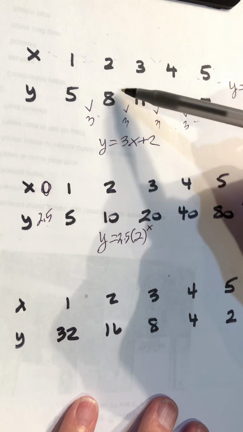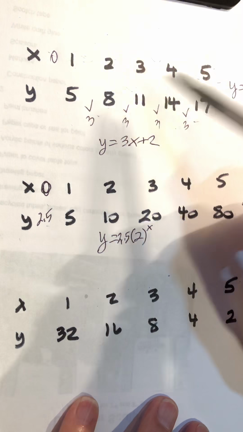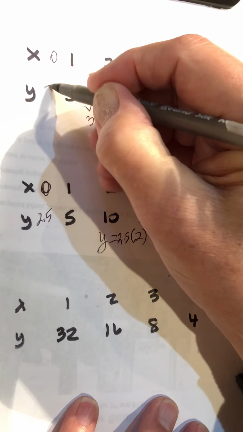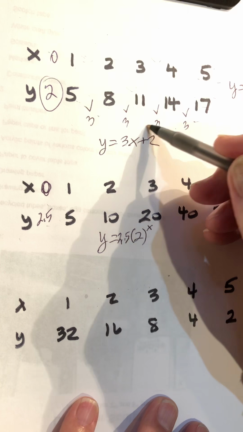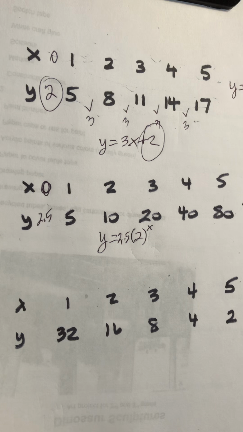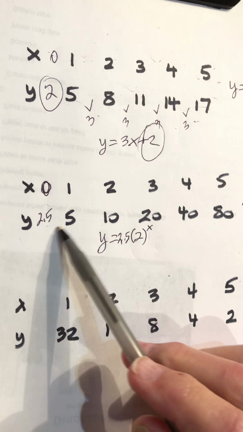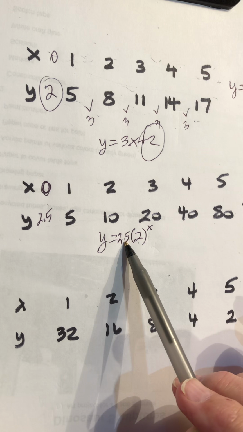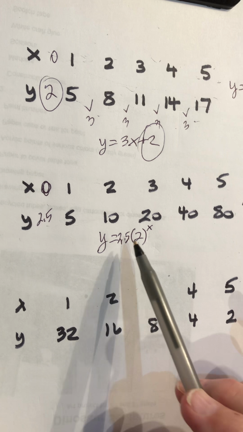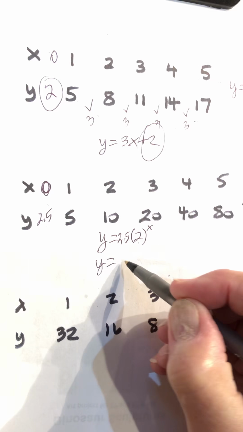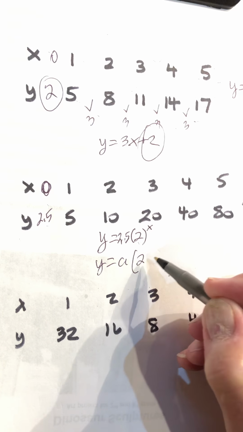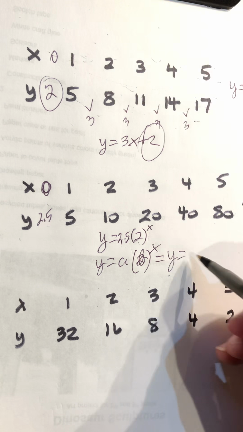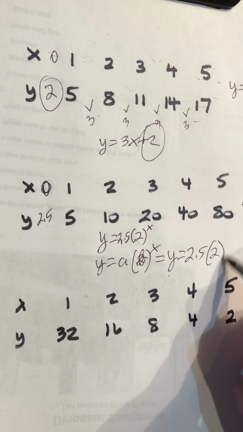By the way, I could have done that up here. If I had found out what 0 was, you see, I'm subtracting 3 as I'm moving from right to left, so this would be 2, and there's your y-intercept right there, same number. Okay, so this table has a factor of 2, and its y-intercept is 2.5. So 2.5 is your A, and your B is a growth factor of 2. That's your B to the x. And that equals y equals 2.5 times 2 to the x.